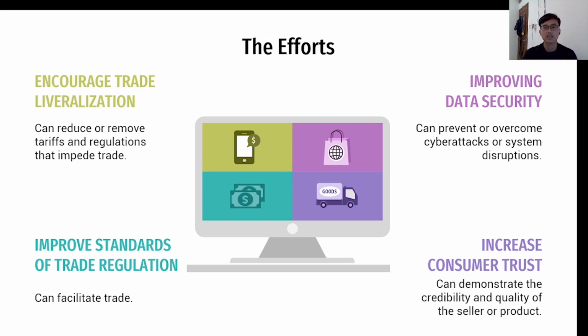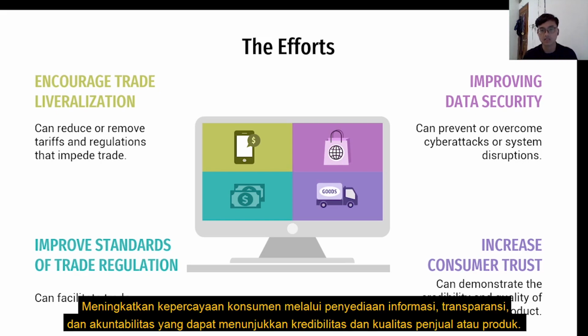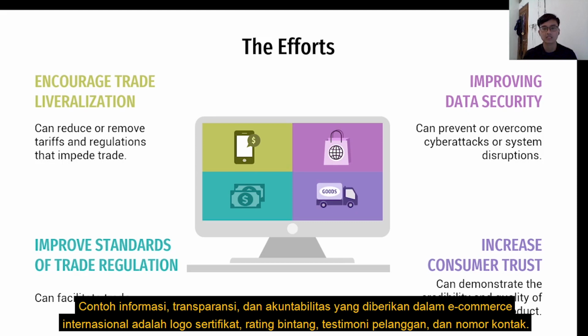And next, increase consumer trust through the provision of information, transparency, and accountability that can demonstrate the credibility and quality of the seller or product. Examples of information, transparency, and accountability provided in international e-commerce are certified logos, star ratings, consumer testimonials, and contact numbers.